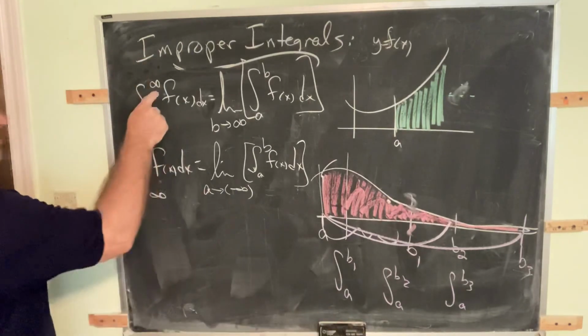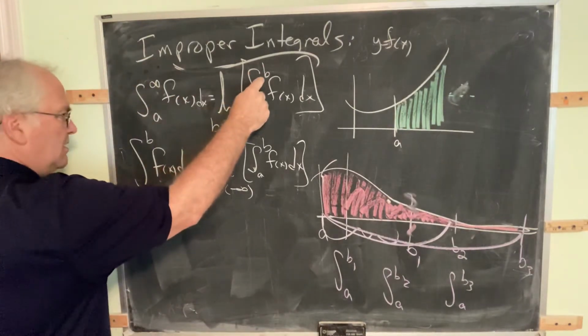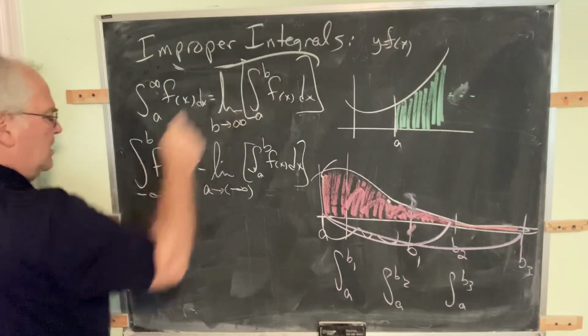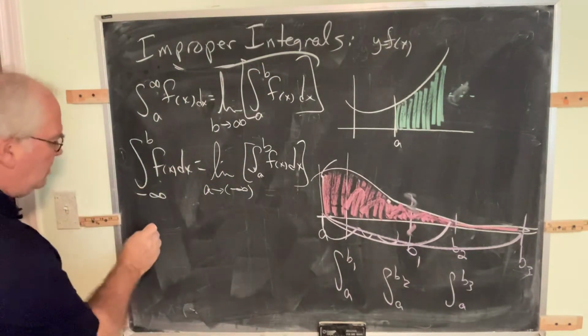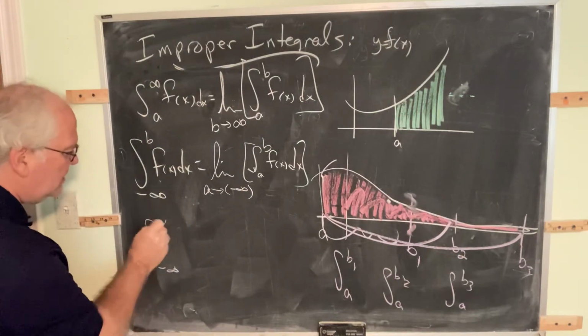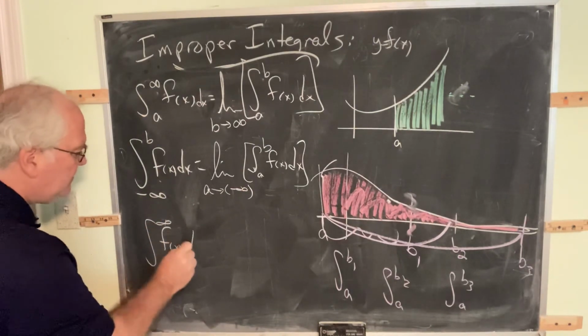So you could have the upper limit of integration, where you have the limit for the upper value. You have the lower limit of integration, where you have the limit for the lower value. And then you could also have this, negative infinity to infinity of f of x dx.